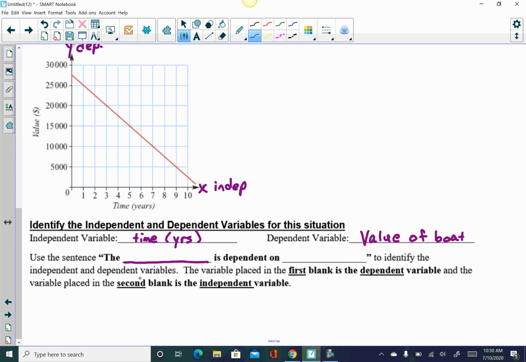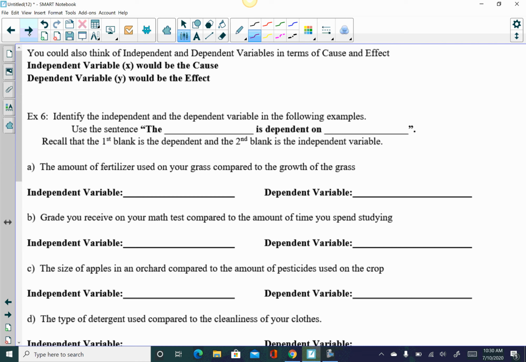Anyway, that helps you identify your independent and dependent variables because, like I said, whatever goes in this first blank is the dependent variable, and whatever goes in the second blank will be your independent variable. All right, let's flip it over to the last page and get a little bit more practice with that.